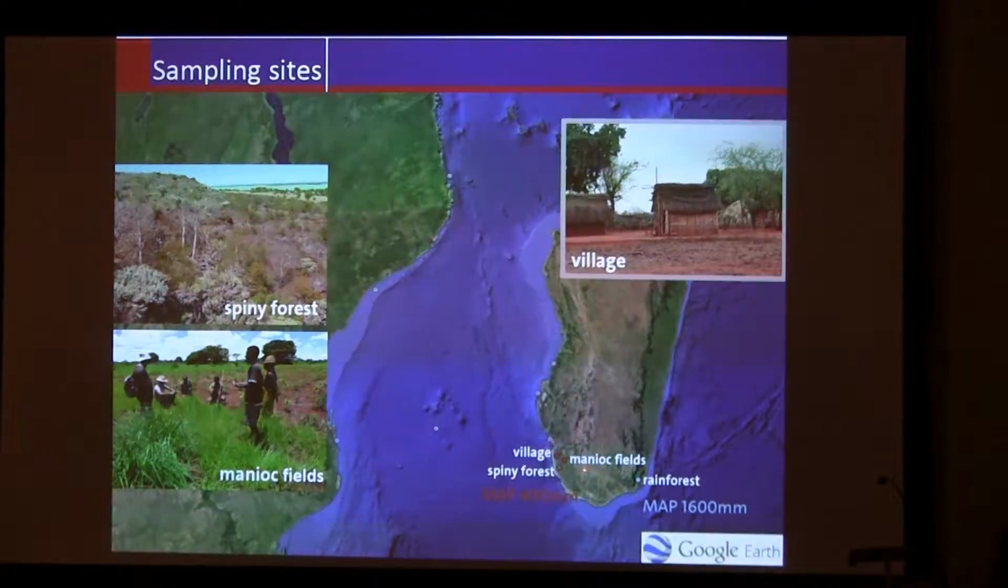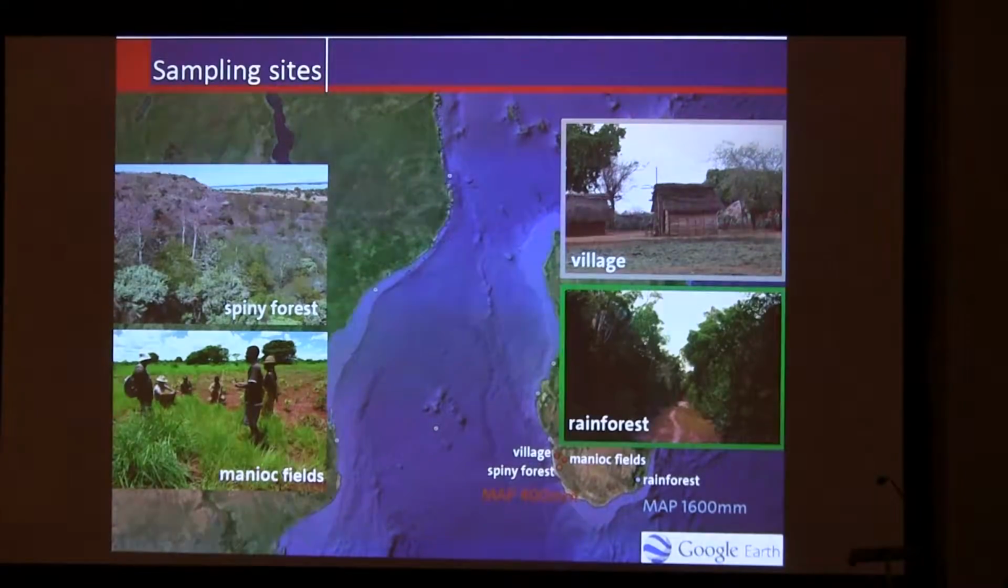So these 3 localities here are very close to each other, but very different in habitat structure. We have a completely natural habitat. This is the original vegetation in this dry area, a spiny forest. We have a manioc field, so an agricultural area, but there is still some vegetation present. And we have a typical village where really none of the original vegetation is left. And on the other hand, we have sampled in this rainforest here, on the east coast, which is natural rainforest, not really impacted by humans yet.